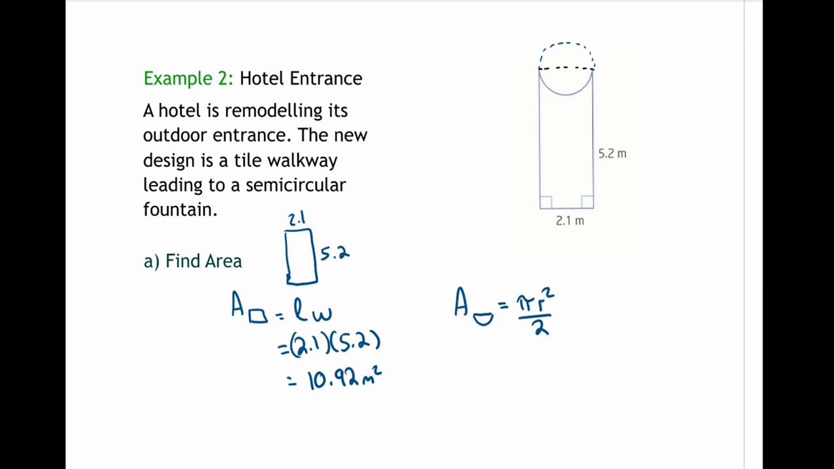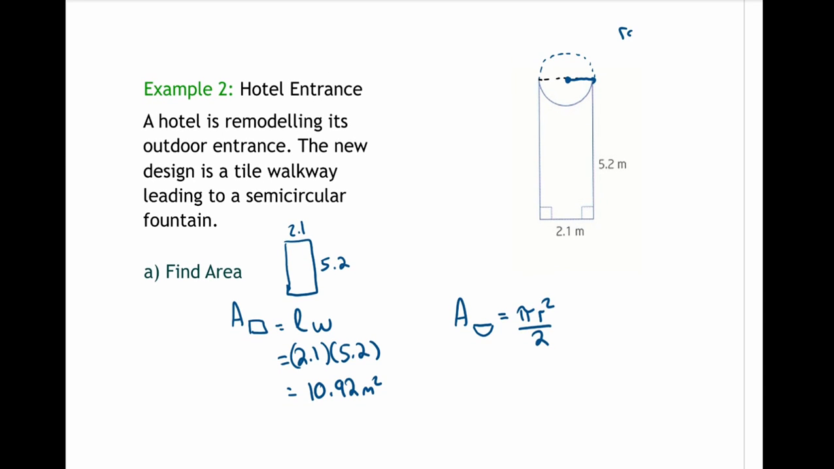Because the area formula of a circle is dealing with the radius, remember that the radius is from the center out, or basically half my diameter. And the diameter is the entire distance across. So if I know my diameter, the entire distance across the circle has to match that one length of my rectangle, my radius is equal to 2.1 divided by 2, or 1.05 meters.